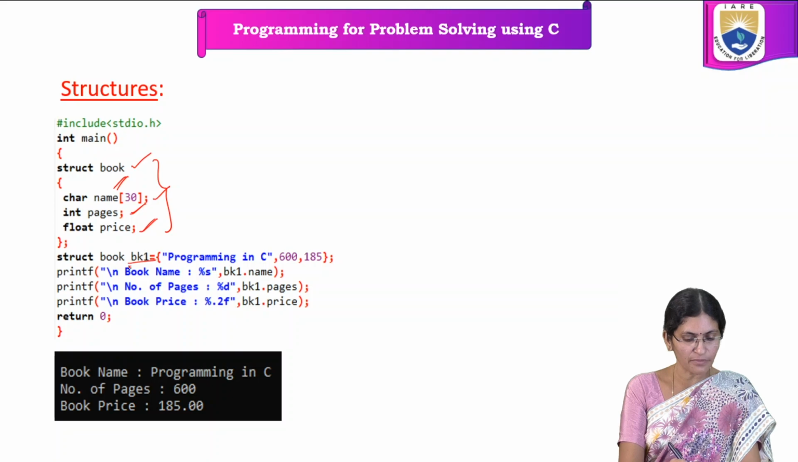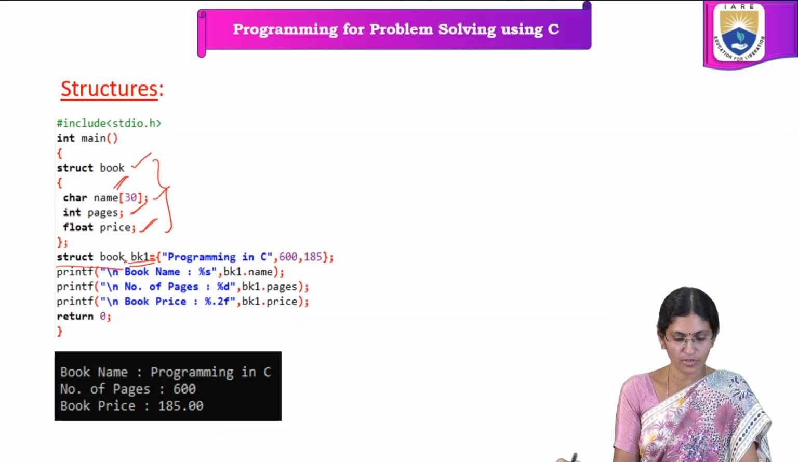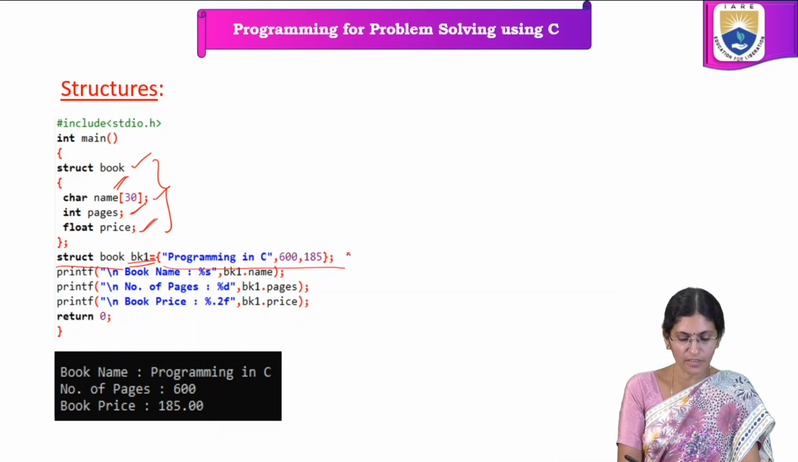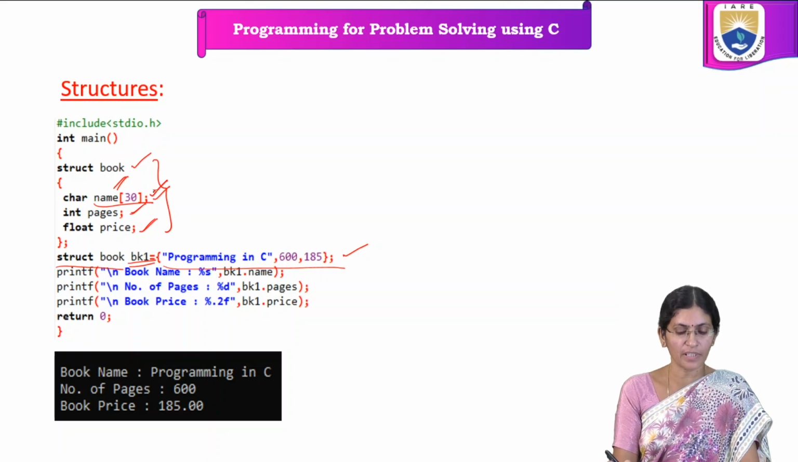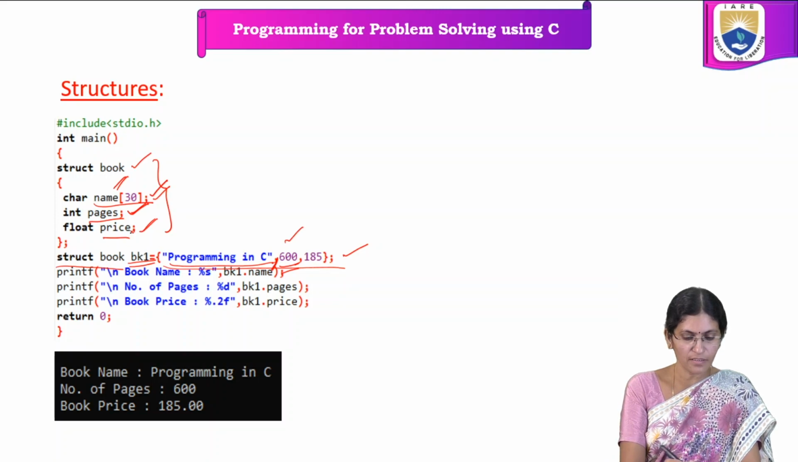For this we define a variable named bk1 of the type struct book. This is the initialization statement. The first member is an array of characters, therefore we have given the value programming in C. Then after a comma we need to give the second value. The second member belongs to integer type. And the third is float. Price is a float value, therefore we need to give 118.55 here.